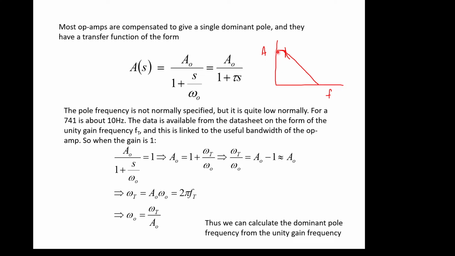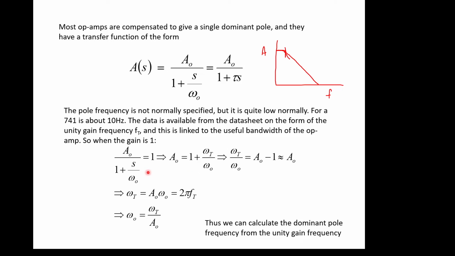And this being a log graph, when it crosses this axis here, this is 0 dBs, which is a gain of 1. So this is the unity gain frequency where it crosses this axis. Unity gain frequency is sometimes called FT, and that's the thing that is specified on the data sheet. With a bit of analysis of this equation and understanding this graph, we can work backwards from the unity gain frequency given in the data sheet to work out what the pole frequency actually is.